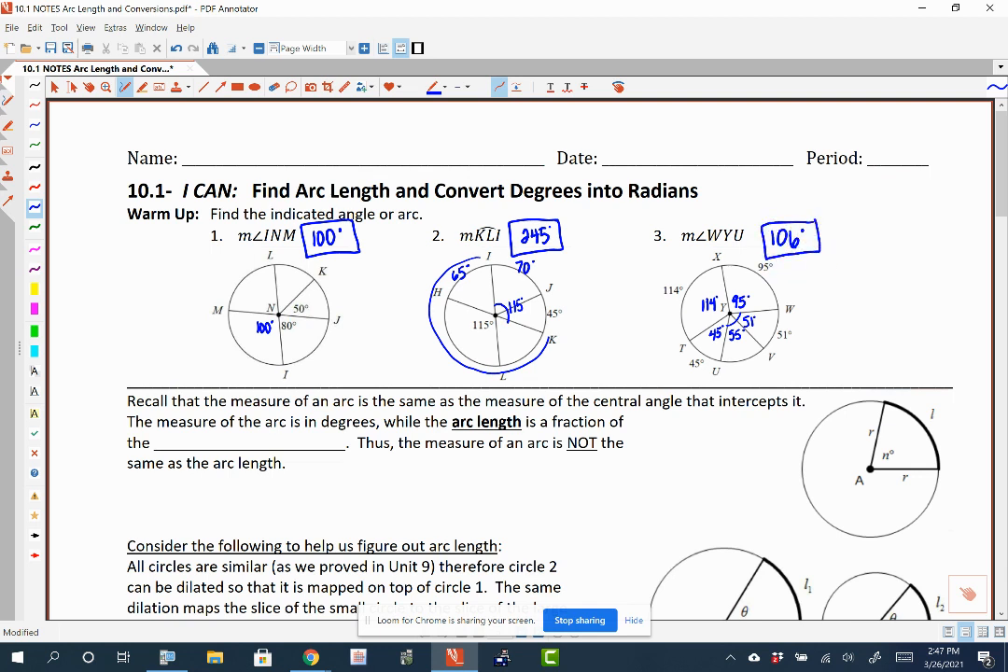All right, let's go down below the warm-up. It says, recall that the measure of an arc is the same as the measure of the central angle that intercepts it, which is what we were just using as part of our warm-up. The measure of the arc is in degrees, which we've been doing, while the arc length is a fraction of the circumference.